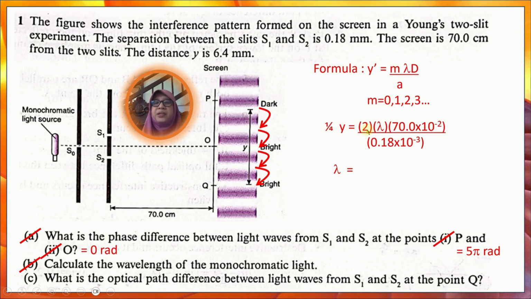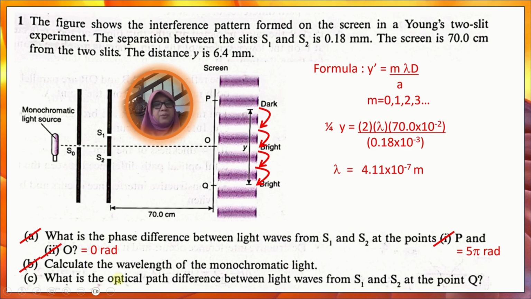So now we get 1 over 4 y. We substitute m equals 2, because just now m is 2, calculated already in A. Middle here 0, then 1, 2. So m is 2. Then the distance is 70 centimeter and the slit separation is 0.18 millimeter. Convert to meter. So we calculate, and we get wavelength equal to 4.11 times 10 to the power of negative 7 meter. So that's the answer for the wavelength of the monochromatic light used in this interference pattern.